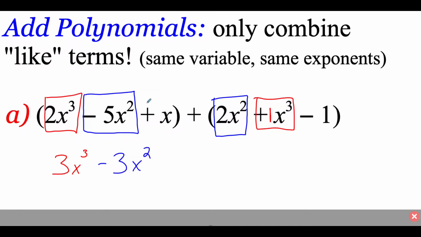Now if I look at my first polynomial, I've got this plus x, which is technically an x to the first power. If I look in my second polynomial, I don't have anything that has just a plain x on it. So this is just going to stay as a plus x. And then if I look, the only thing I have left over is this negative 1 constant term. My first polynomial didn't have a constant, so I don't have anything to combine with this negative 1. So I just leave the negative 1 on the end. So we added up all the like terms, and we ended up with 3x cubed minus 3x squared plus x minus 1.